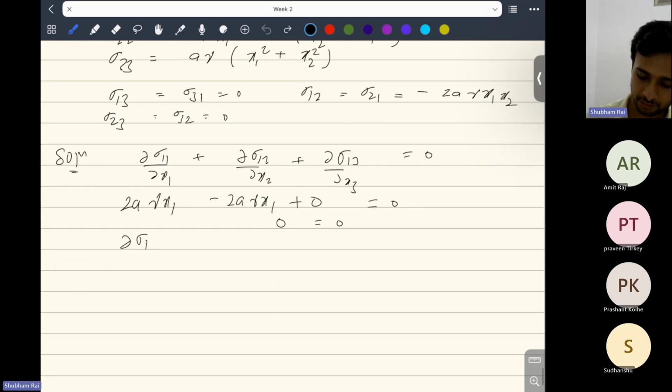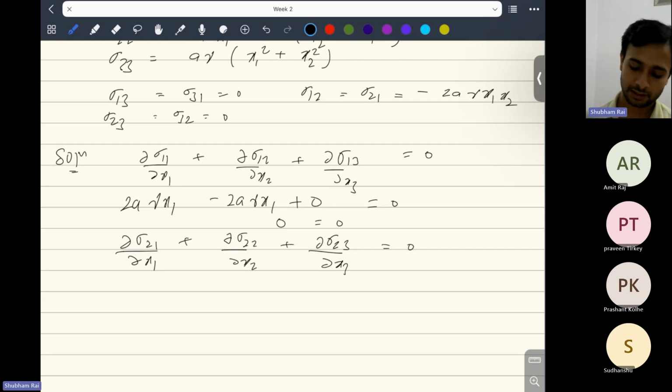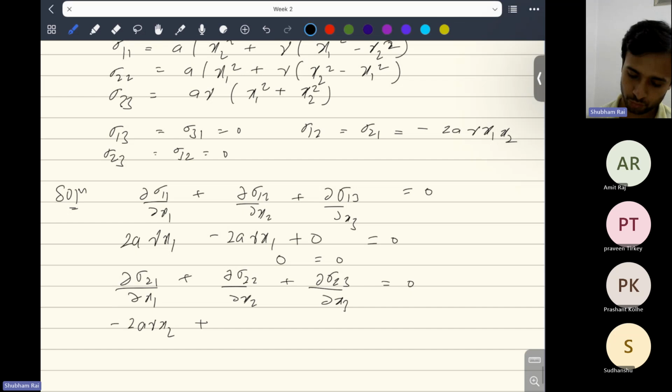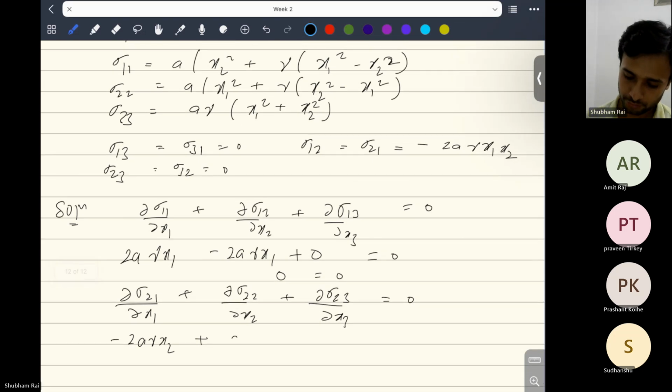So going to the next equilibrium equation. del sigma 2 1 over del x1 plus del sigma 2 2 over del x2 plus del sigma 2 3 over del x3. So del sigma 2 1 over del x1 will give you minus 2A nu x2, right? And del sigma 2 2 over del x2 will be 2A nu x2 and sigma 2 3 is 0. So the second equilibrium equation is also satisfied.